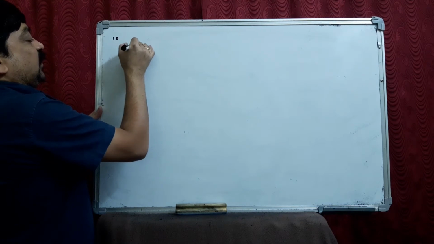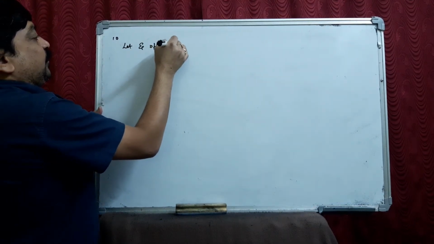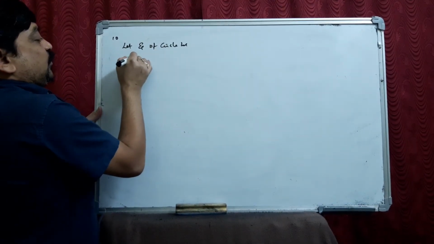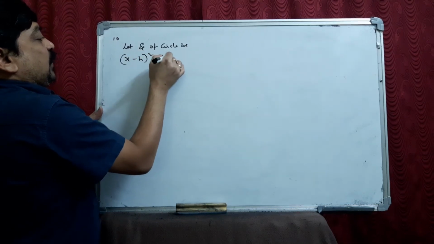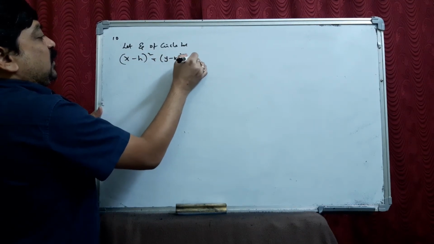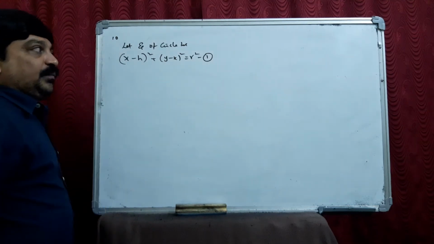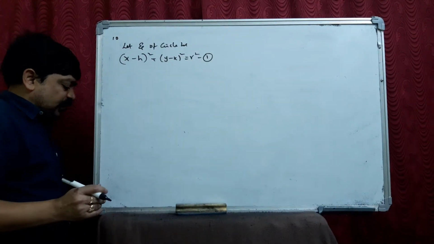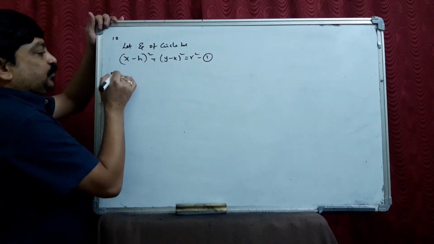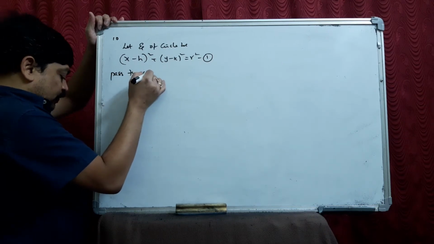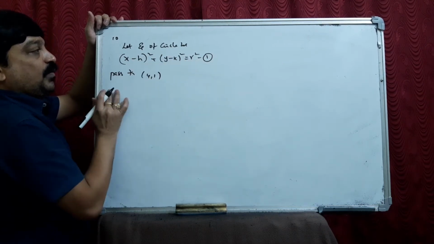Let us start. Let the equation of the circle be (x minus h) whole square plus (y minus k) whole square is equal to r square, equation 1. Now what did they give? It passes through (4, 1). Substitute (4, 1) here.